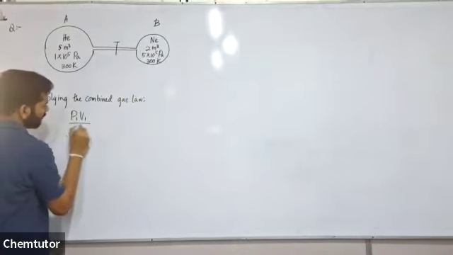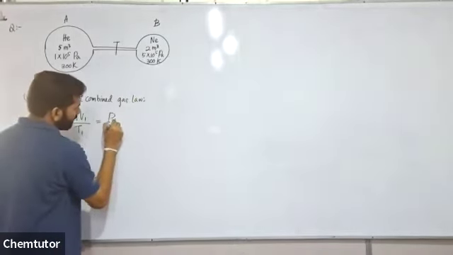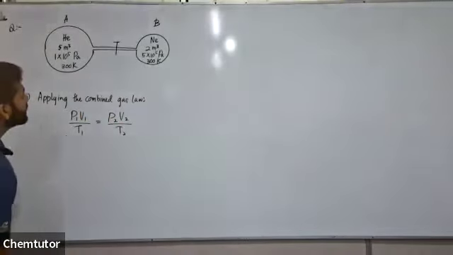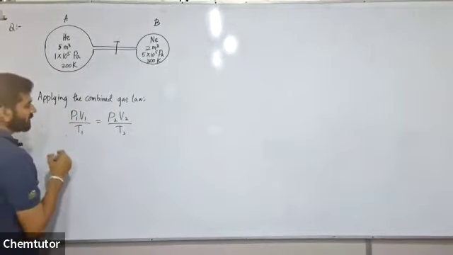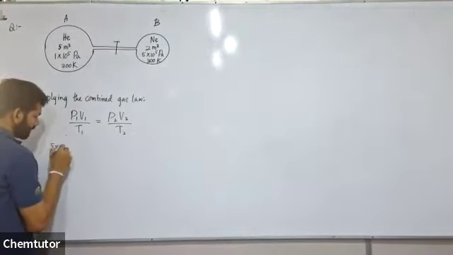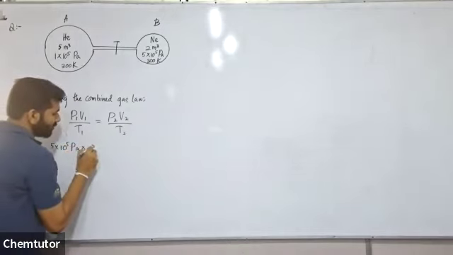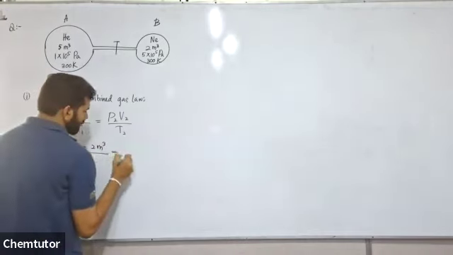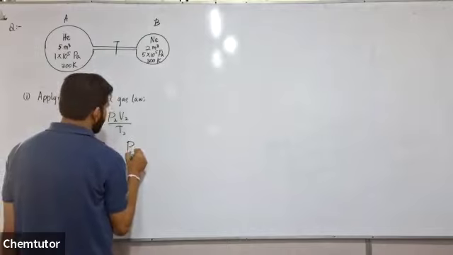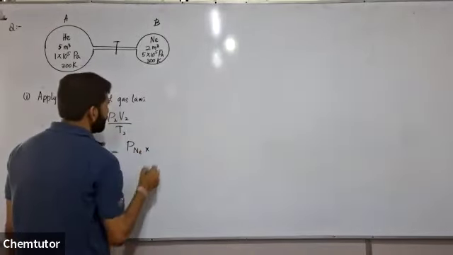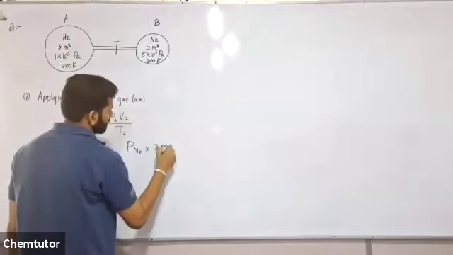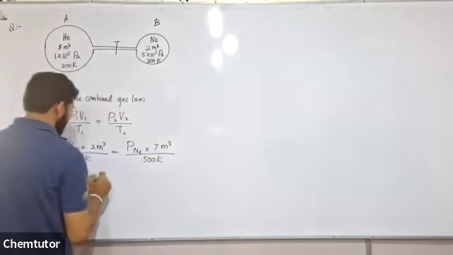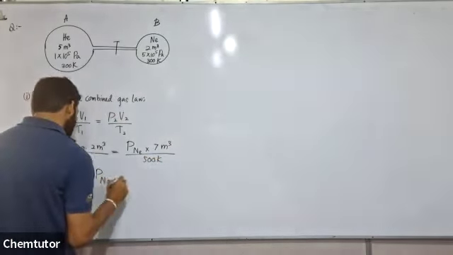We can say P1 V1 over T1 equals P2 V2 over T2. So initial pressure, that is 5 into 10 to the power 5 pascals. Initial volume was 2 cubic meters. Initial temperature was 300 Kelvin. New pressure is the thing that we need to find out, let's say it is pressure of neon. New volume is 5 plus 2, 7. New temperature is 500 Kelvin. Now we need to simplify this one and find the partial pressure of neon.